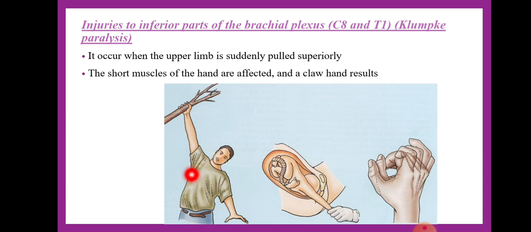Opposite to it, injury to the lower trunk of the brachial plexus. This man fell from a tree and tried to hold on, and this baby was pulled by his hand by the midwife. This leads to injury of the lower trunk of the brachial plexus. Mainly here, the muscles of the hand will be affected, leading to claw hand. The hand is partially flexed and known as claw hand.